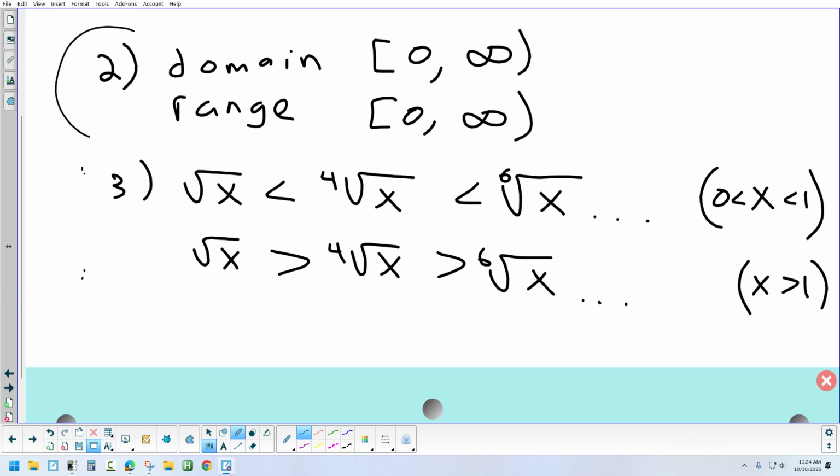Yeah? Positives or negatives, anything else? That's a lot of numbers, but that's not all of them. Yeah? 0. When you're dealing with odd roots, the radicand can be any real number. Any real number. So if the radicand is any real number, that's your domain.